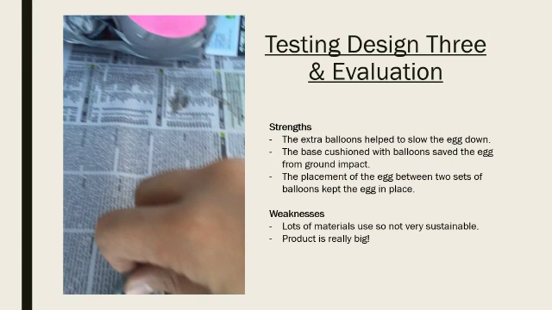So this is the test of our final product, which was successful in protecting the egg. After we tested design 3, we evaluated our strengths and weaknesses, and we found that the balloons helped in slowing the egg down, and that the base cushioned the egg and saved it from breaking. We also found that the egg did not come out of the product as it was in place between two sets of balloons, so that was a strength. We identified some weaknesses, such as the product size and the amount of materials used, so that could be a possible improvement.